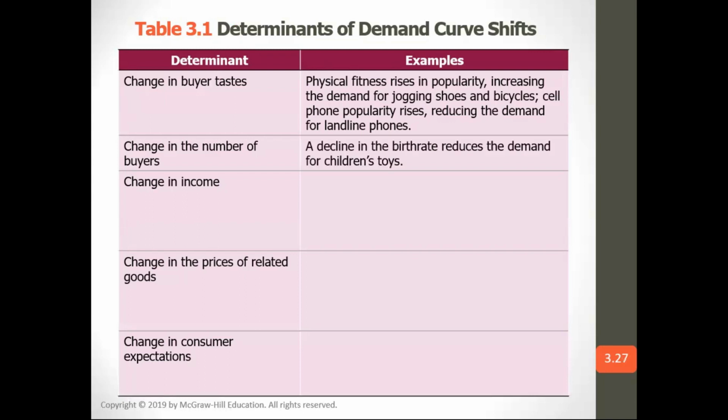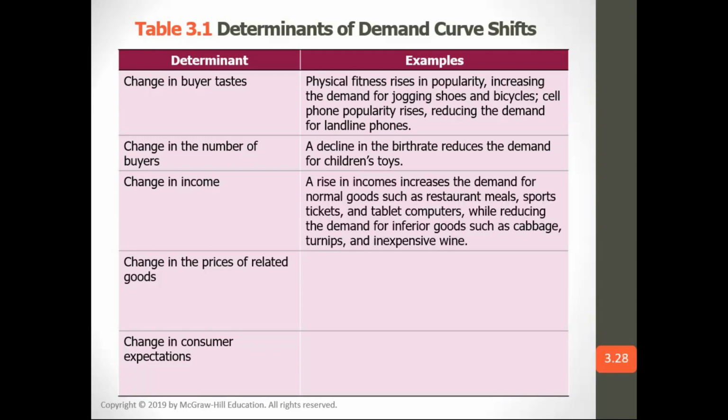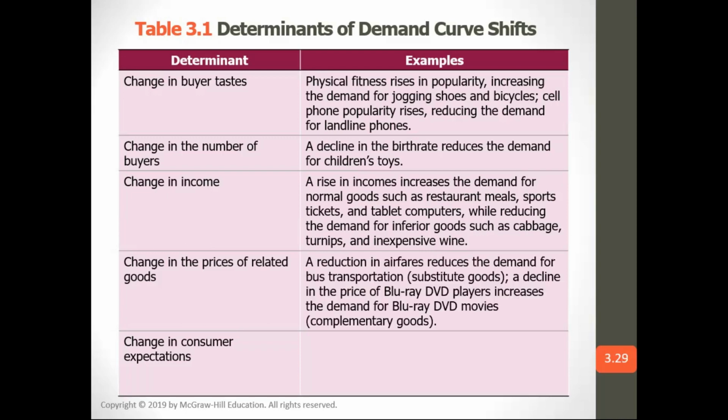And then a decline in the birth rate, so change in number of buyers. If birth rate goes down, there's a decrease in demand for children's toys. And then a change in income. So with more income, there's more demand for normal goods like restaurant meals, sports tickets, tablet computers, and decreased demand for inferior goods such as cabbage, turnips, and cheap wine.